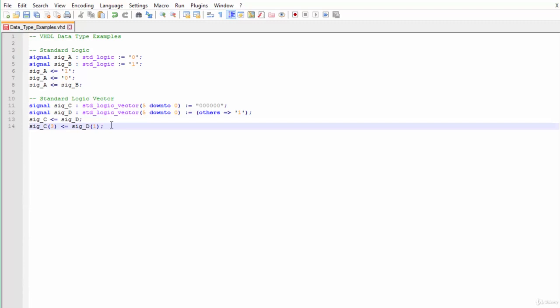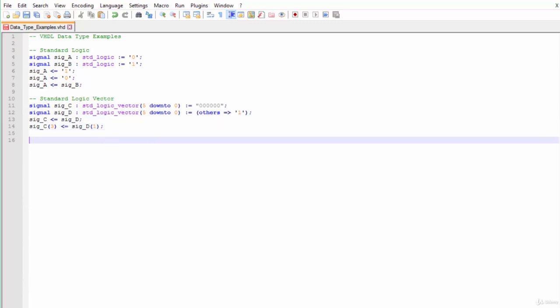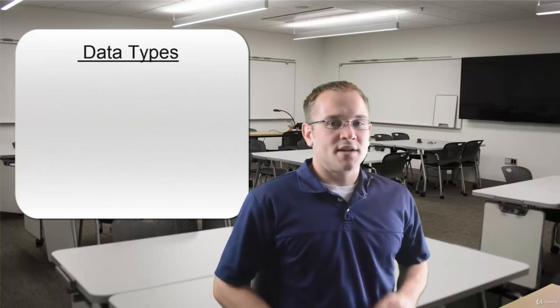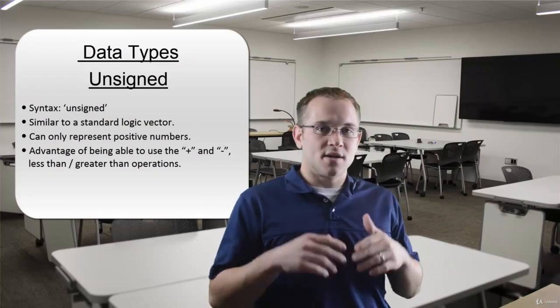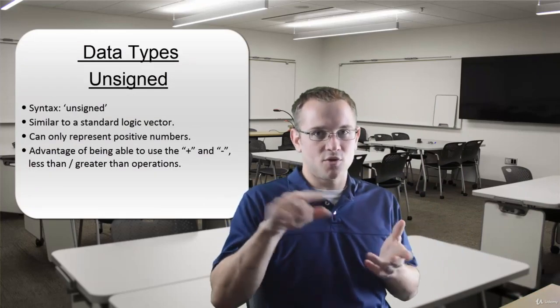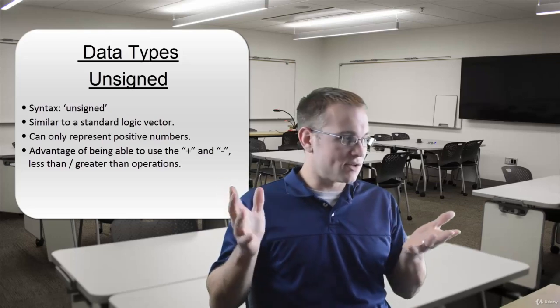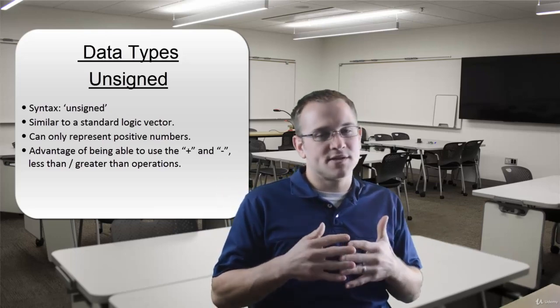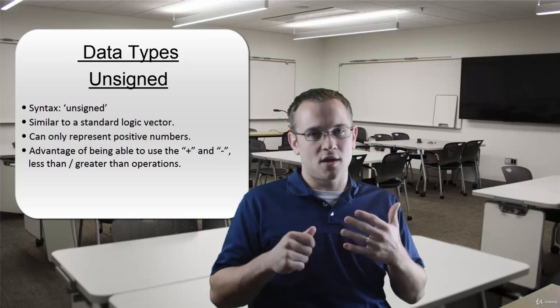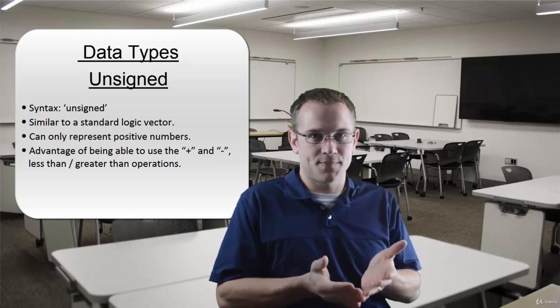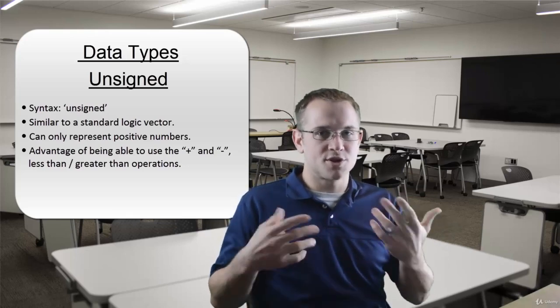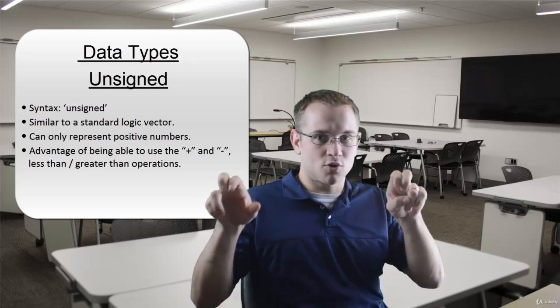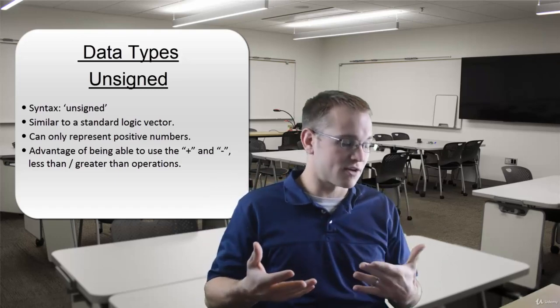The next part we're going to look at is the unsigned data types. An unsigned data type uses the syntax unsigned, which is just spelled out UNSIGNED. They're very similar to a standard logic vector in that you can access the bits individually, as we've seen, and when you initialize values or give it a value, you have to do the double quotes, very similar to the standard logic vector.